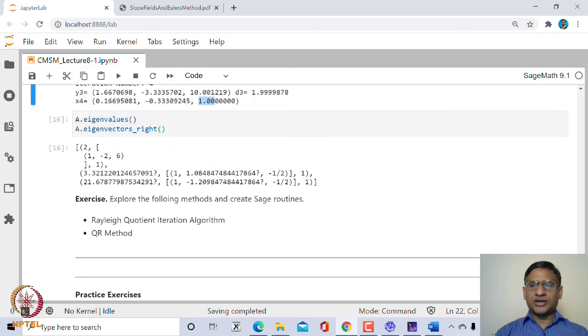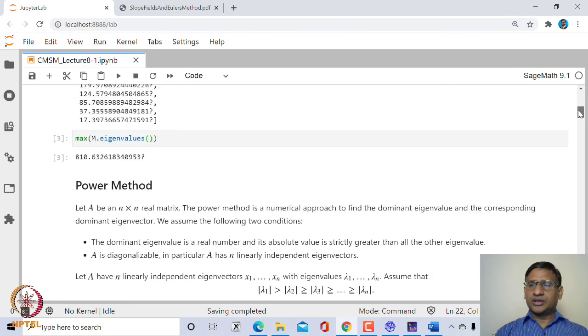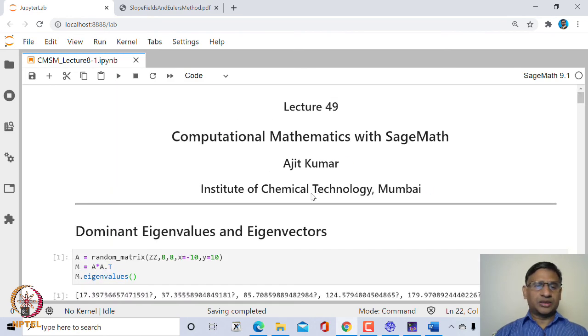Okay, so let me stop here. This is how we find numerically the dominant eigenvalues and eigenvectors, and it has several applications in science and engineering.